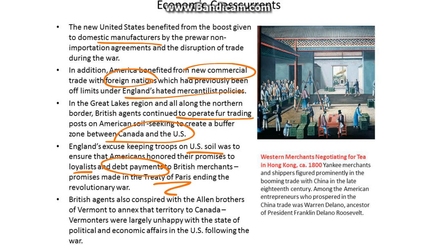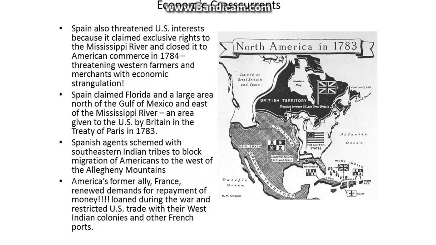British agents also conspired with the Allen brothers of Vermont to annex that territory to Canada. Vermonters were largely unhappy with the state of political and economic affairs in the U.S. following the war. Spain also threatened U.S. interests because it claimed exclusive rights to the Mississippi River, and it closed it to American commerce in 1784, threatening Western farmers and merchants with economic strangulation.